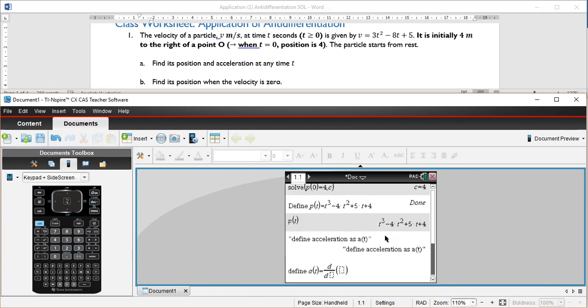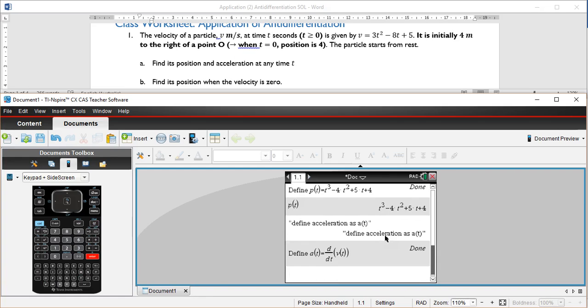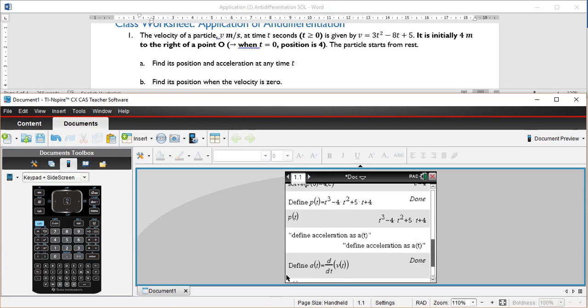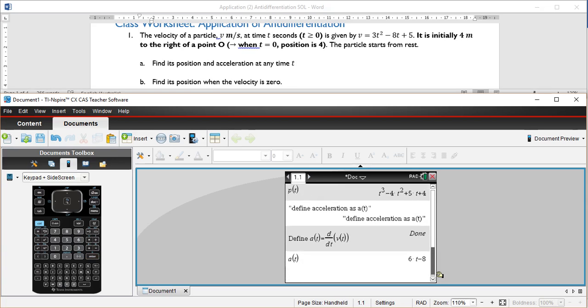ddx of v of x. See, I've almost made a mistake here. It needs to be ddt again, since t is the variable. And to get the answer, this is going to be acceleration in terms of t. So answer to part A is just p of t equals that. This is the first answer. And a of t equals that is the second answer.